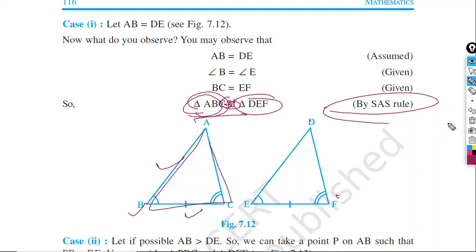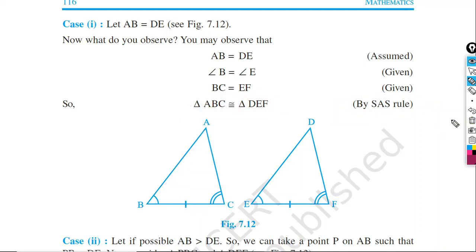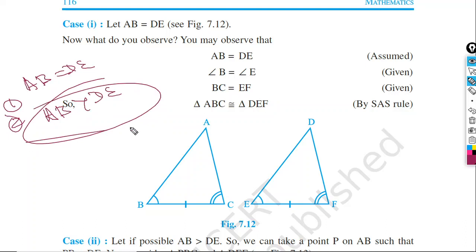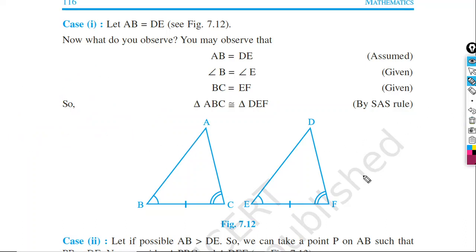So we have written triangle ABC congruent to triangle DEF by the side angle side rule. This much. Now we will move to the next case. In the first case we assumed AB equal to DE. The second case was that AB will be greater than DE. Let's try that.